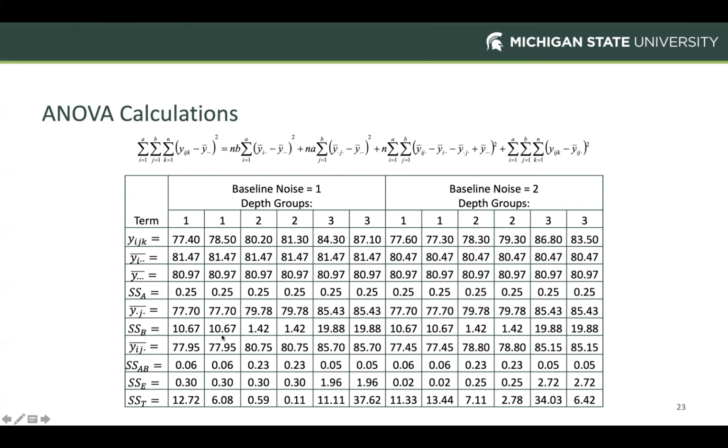And so consequently, we'll see 4 replicates then of 10.67, 4 replicates of 1.42, and 4 replicates of 19.88. Okay. And then the interaction terms. So these are going to be unique for each of the subsets of the data. So we'll have only the 2 replicates. And so this would just simply be the average within factor A and within factor B. This is simply the average of those 2 noise measurements. So in this case, 77.4 and 78.5 gives us an average of 77.95.